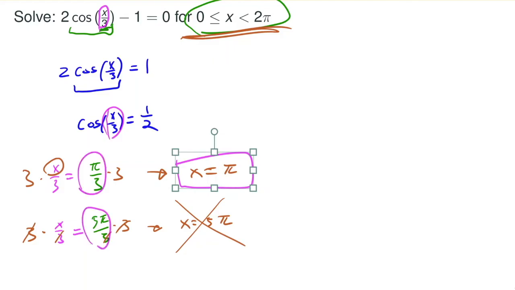Then we know this entire thing has to be either pi over 3 or 5 pi over 3. Then just solve for x by multiplying 3 on both sides. So this is the only answer for this problem. So make sure to exclude this since 5 pi is greater than 2 pi.